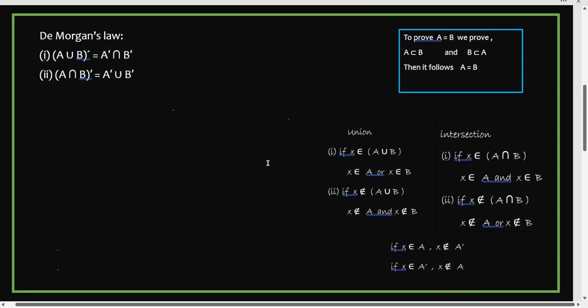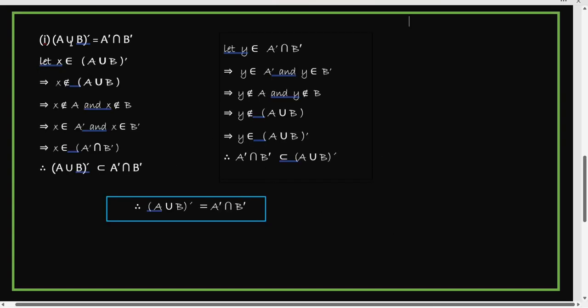In the next slide, we'll go straight into the proof of De Morgan's first law. This is the first law: A union B complement equals A complement intersection B complement. This is what we have to prove. Our approach will be similar for both the laws. Now follow how we'll do it.